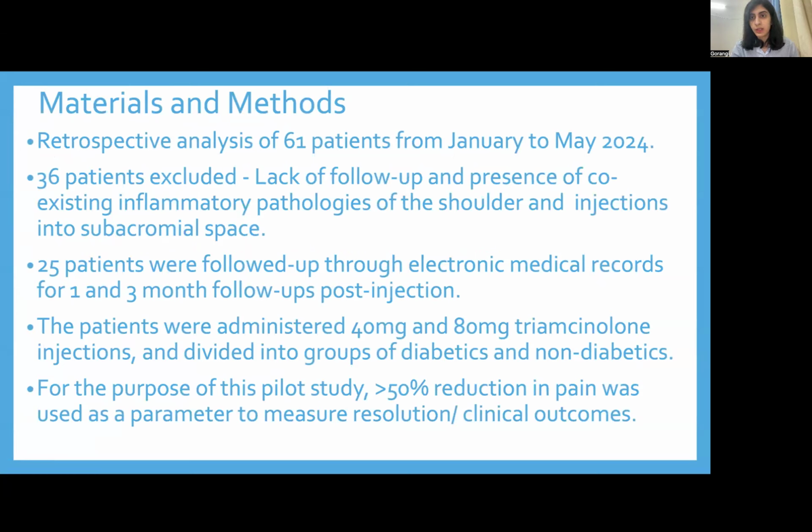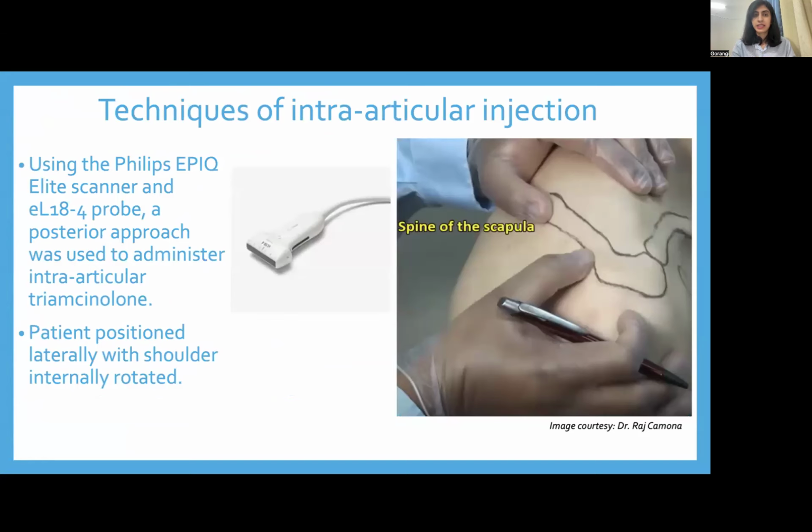For the purpose of this study, we also excluded injections into the subacromial space. 25 patients were followed up through electronic medical records for 1 and 3-month follow-ups post-injections. They were divided into groups of diabetics and non-diabetics and 40 mg and 80 mg triamcinolone injections. For the purpose of this study, we used more than 50% reduction in pain as resolution, a favorable clinical outcome.